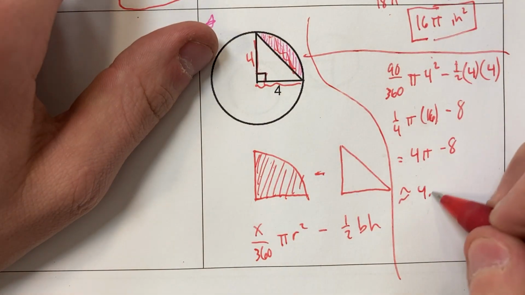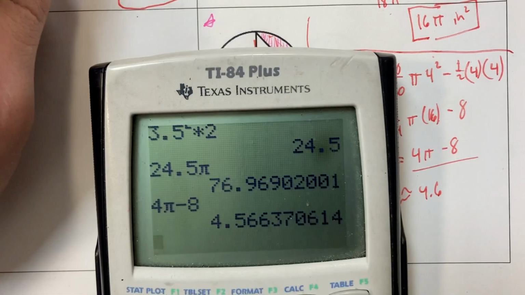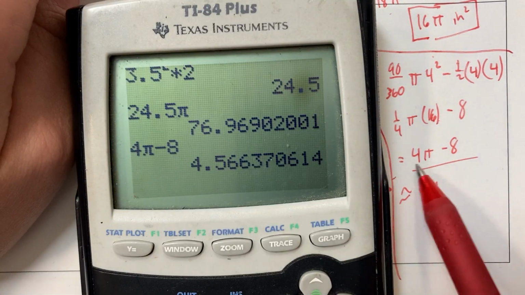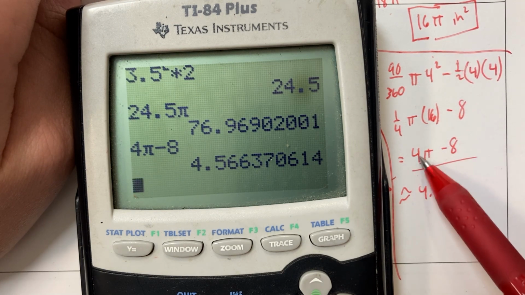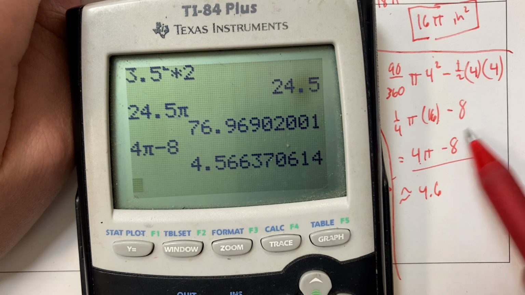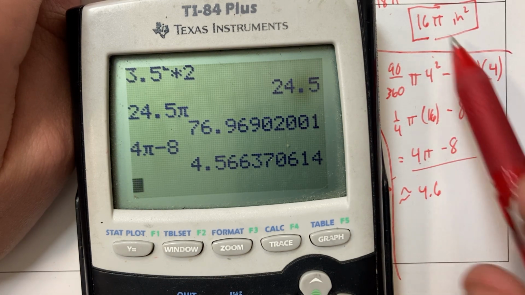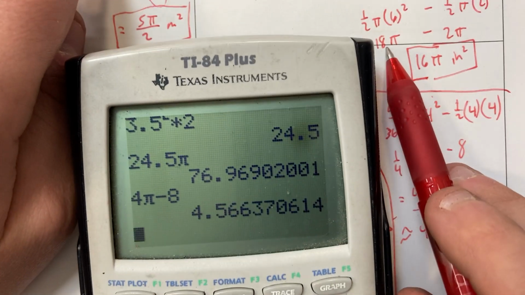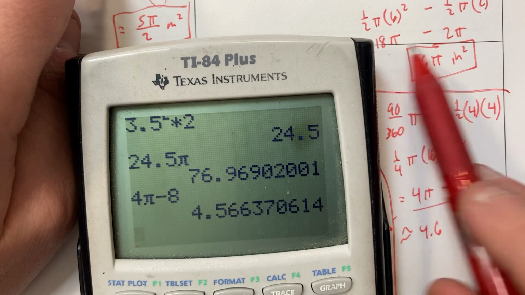4.6. The big mistake here is that people do 4 pi minus 8 and they'll try to subtract it and call this negative 4 pi, and that just doesn't make any sense. You can only subtract or add these together if they're like terms, like we did up here with the 18 minus the 2. We could subtract these because they were both pis.